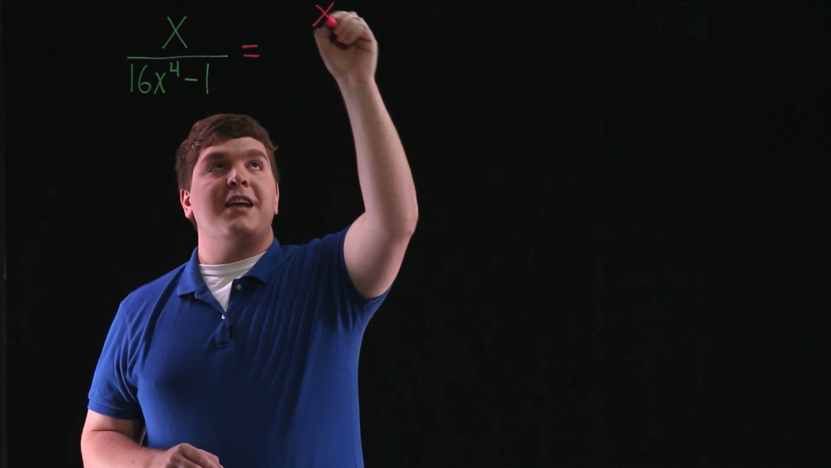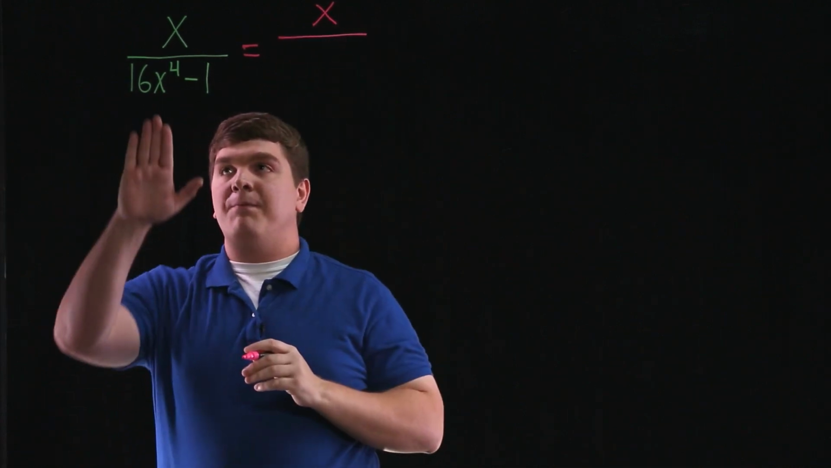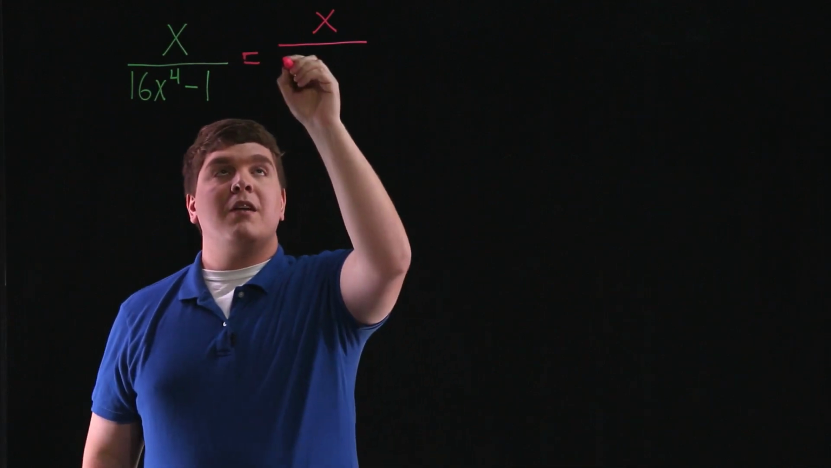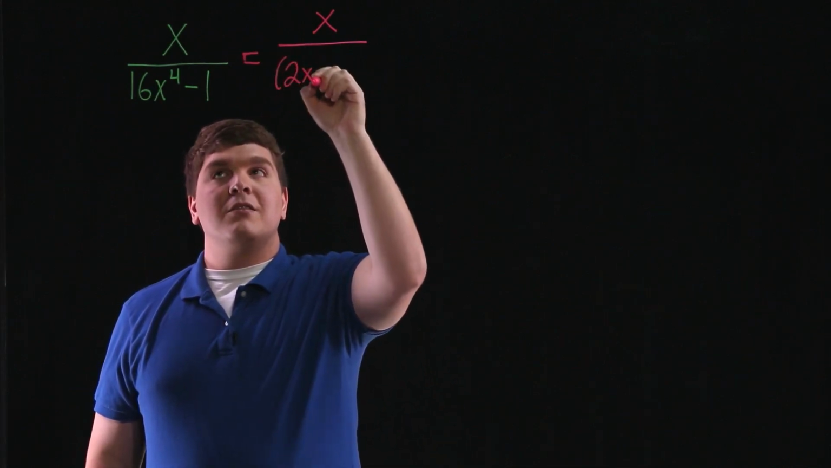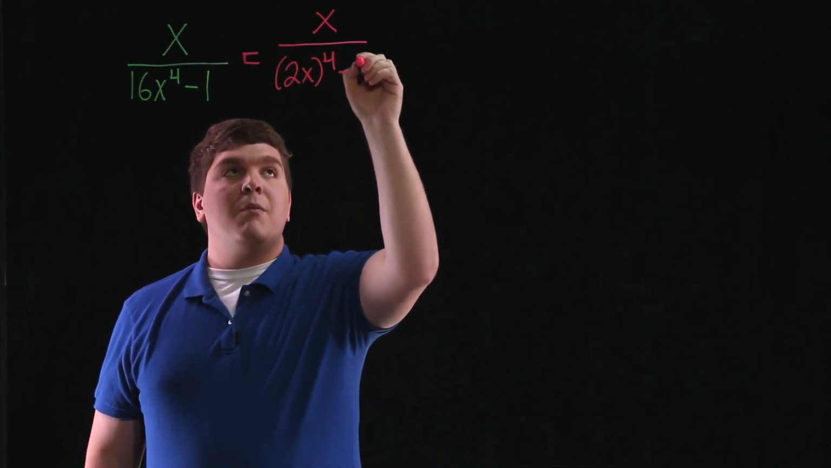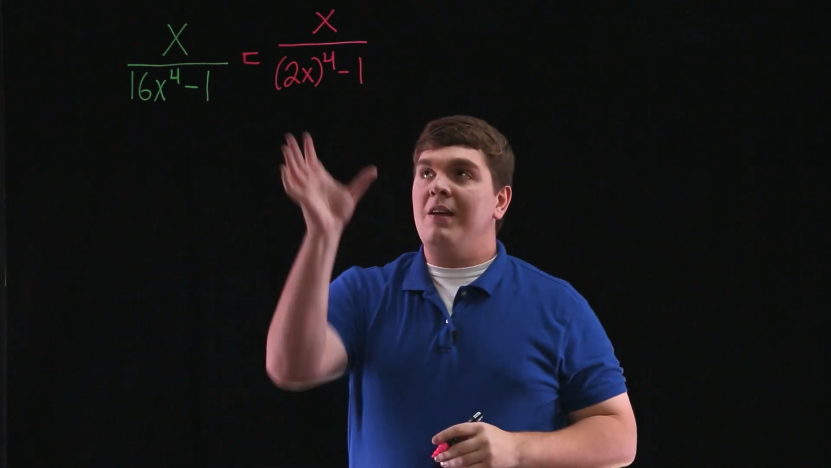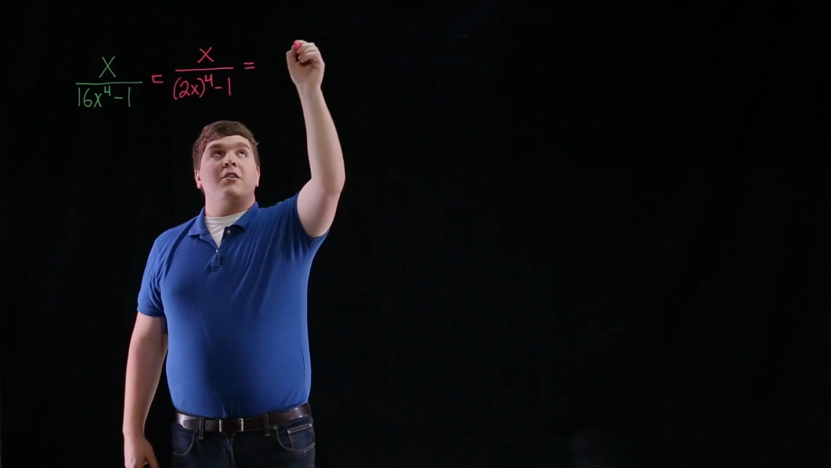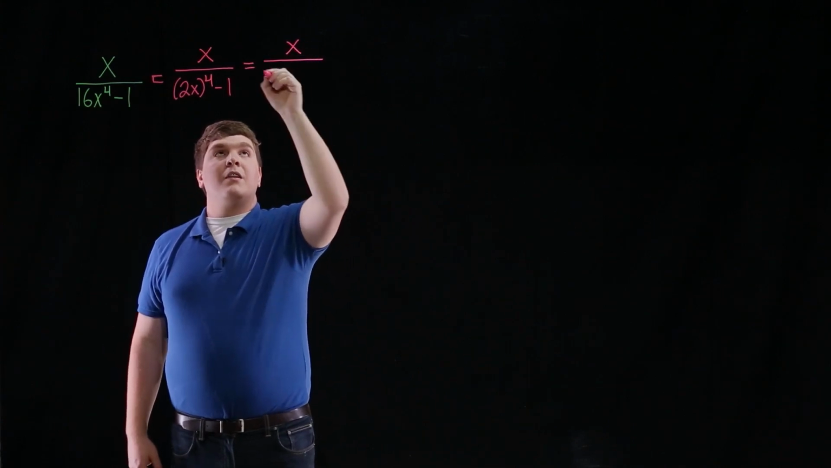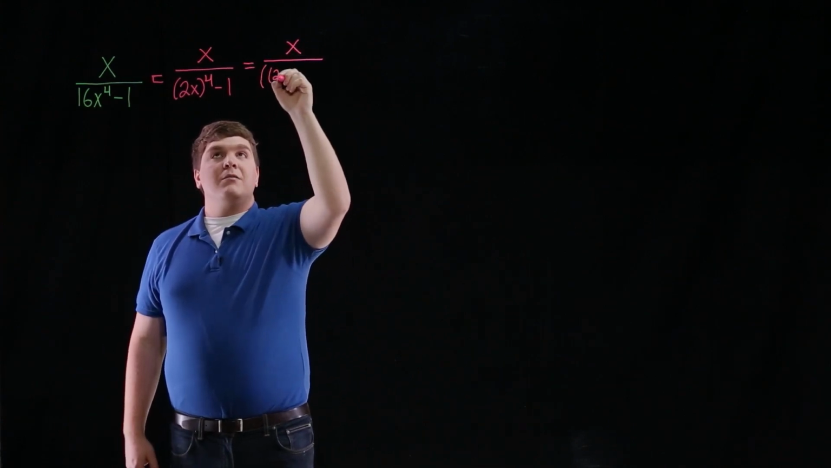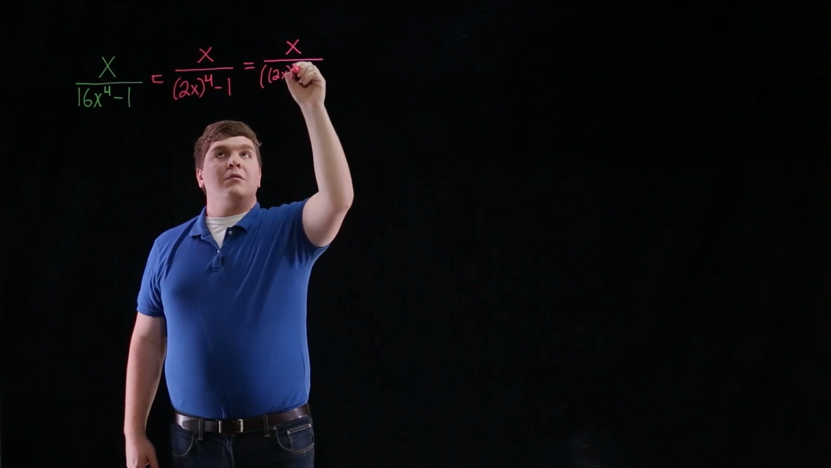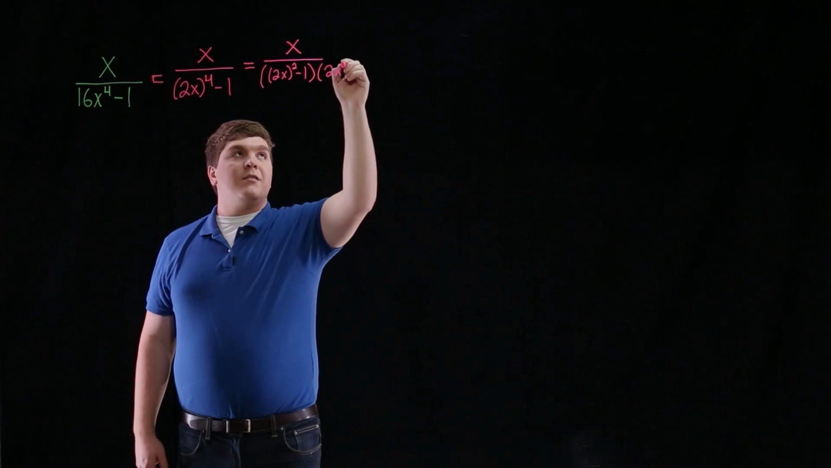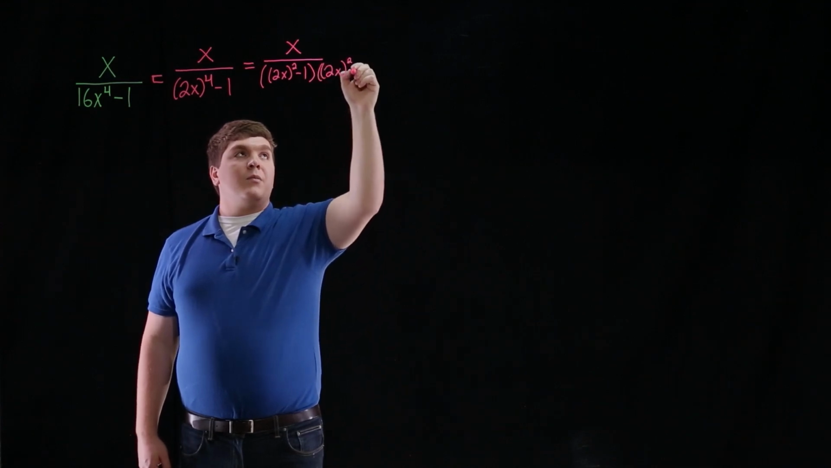So we can write this as x divided by, well, let's begin by rewriting 16x to the fourth as the quantity 2x raised to the fourth minus 1. Now here our denominator is a difference of squares, so we can write our denominator as 2x squared minus 1 times 2x squared plus 1.